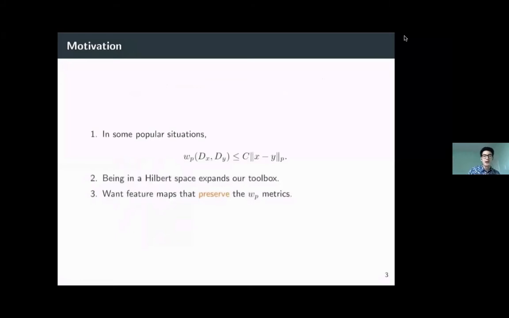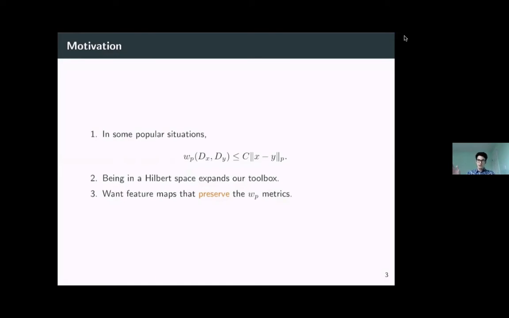Okay, so just to briefly recap, we can try to understand what we're doing here today. We're interested in this metric space of persistence diagrams with Wasserstein metrics because we have stability in many popular situations. If we map the persistence diagrams into a Hilbert space, then we have a lot more tools at our disposal. But precisely because we like the W_p metrics that we started with, we want feature maps that don't distort these metrics too much. So what are the two things that could happen that are bad?